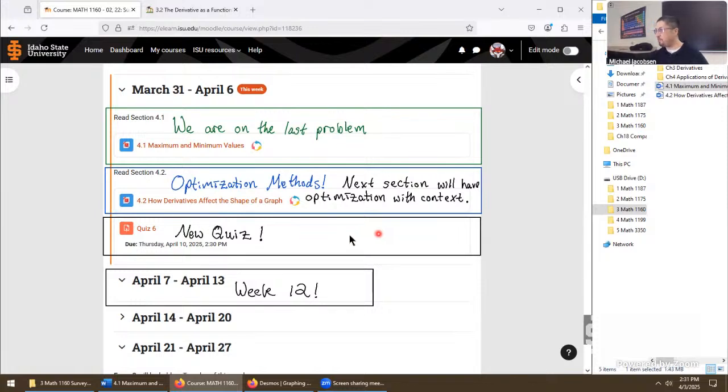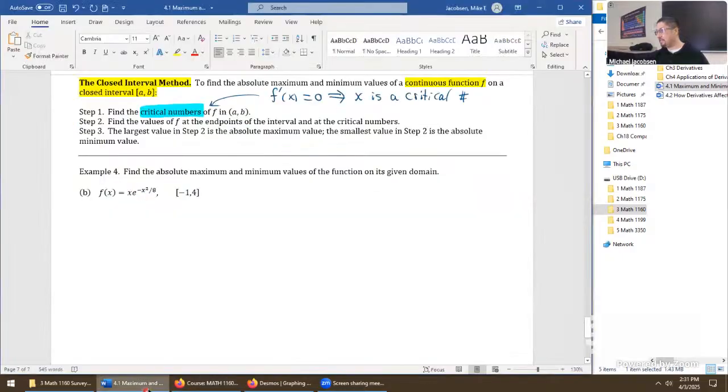Okay, well, we're on the last problem with section 4.1. Even though I'm calling 4.2 optimization methods, the closed interval method in the prior section is an optimization technique. It finds the absolute maximum and the absolute minimum. So here's where we left off. I carried down the closed interval method down to this spot. Fun fact, or maybe not fun, but important fact, this is basically what quiz 6 is all about, doing this again for another fresh problem.